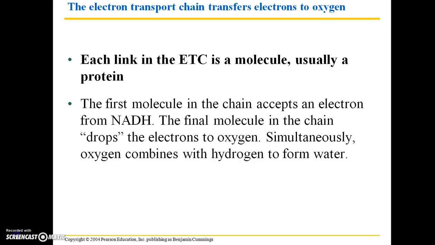So you can kind of think of this electron transport chain as a relay race, and the baton as an electron. So each person running this race is going to be a molecule in this electron transport chain. They're passing that electron baton onto the next molecule in the chain.